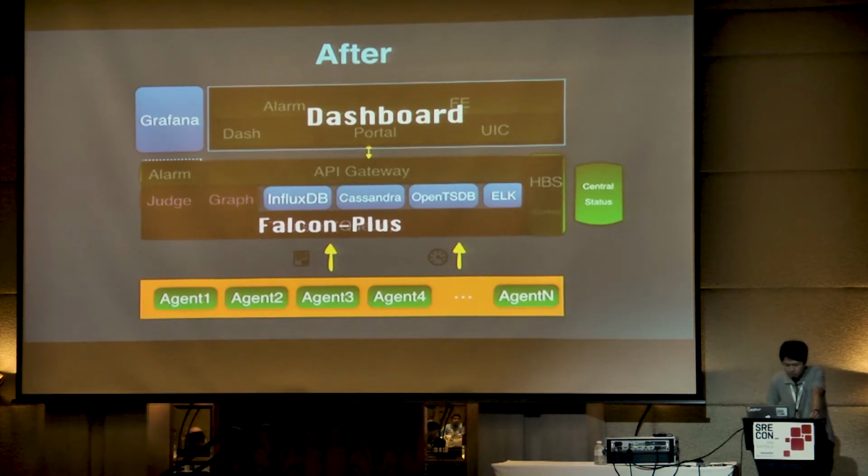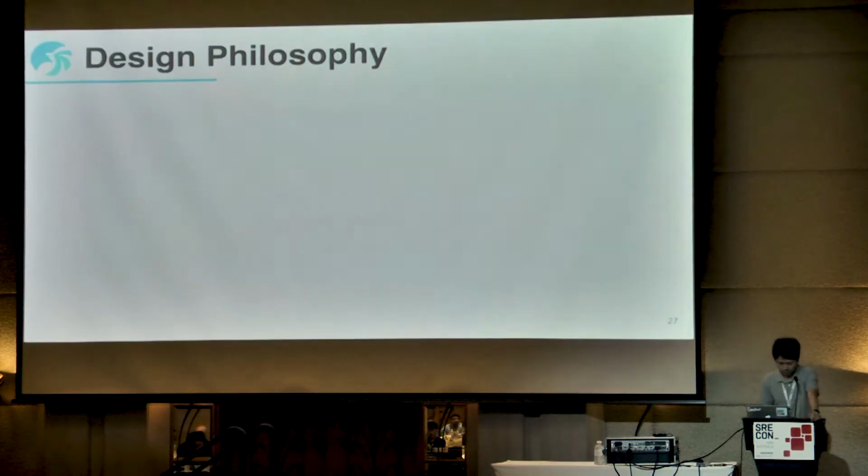This simplification doesn't sacrifice flexibility, but allows us to put the contributions from the community together. Additionally, Open-Falcon can easily leverage other open source projects like InfluxDB, OpenTSDB, and Grafana. In summation, 6 design philosophies make Open-Falcon different.